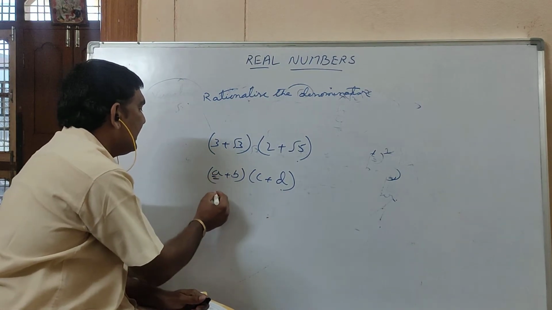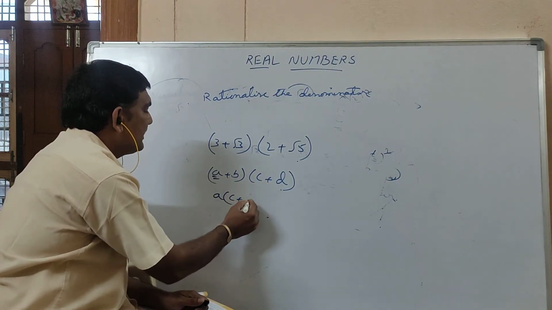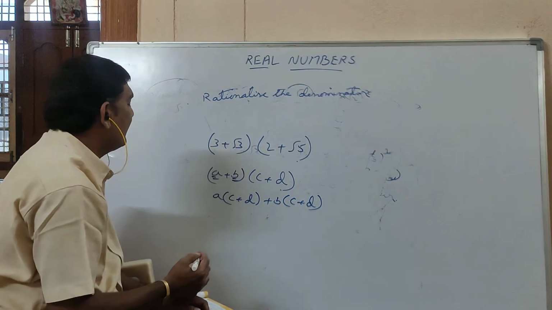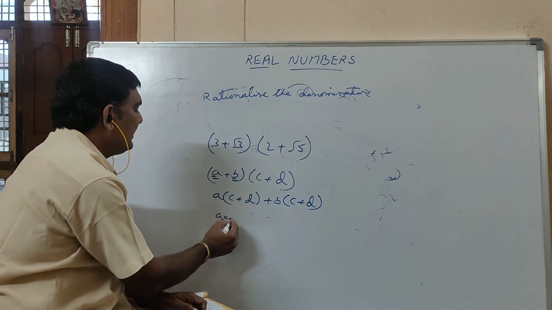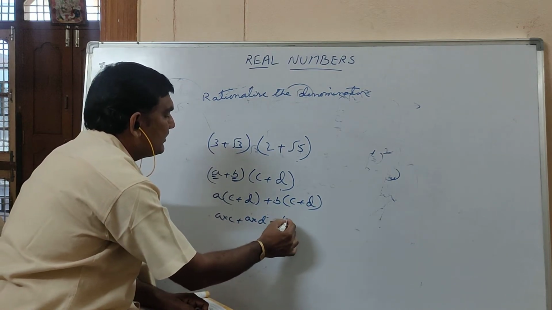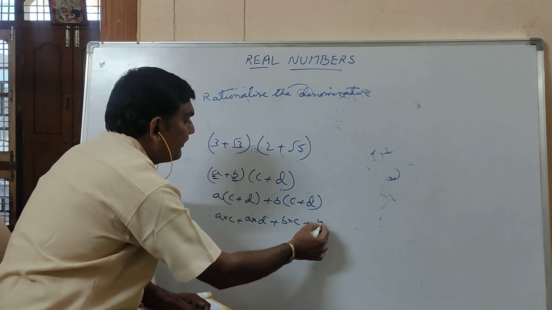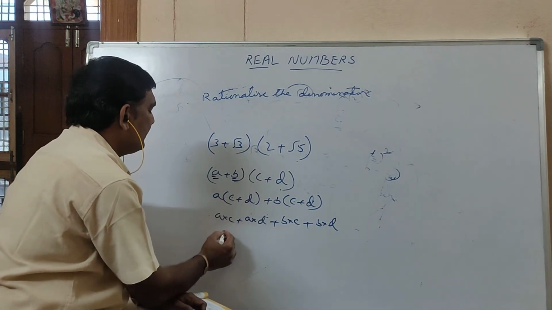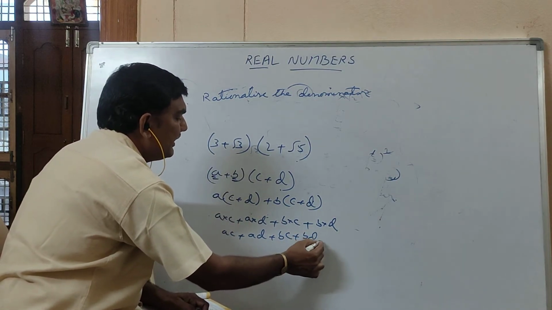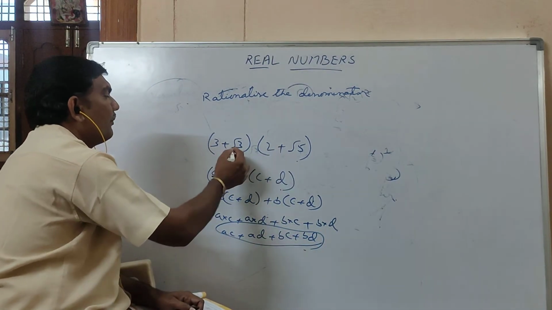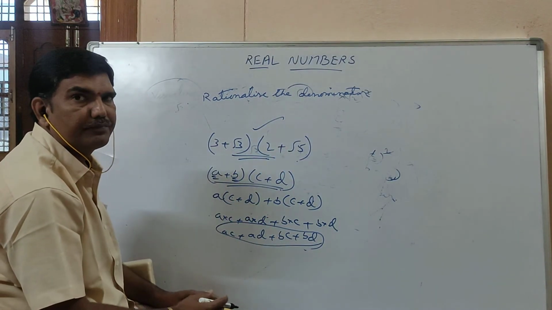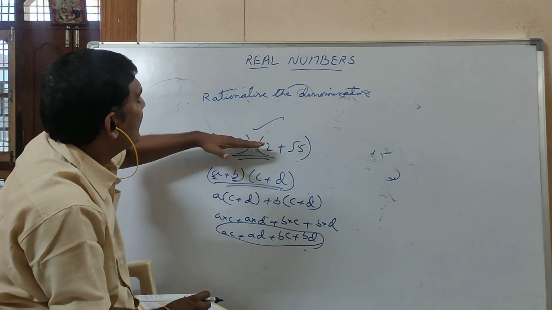How can you write this? With this a, the entire c plus d should multiply. With this b, the entire c plus d has to multiply. Now a into c is ac. a into d is ad. b into c is bc. b into d is bd. So now a into c becomes ac, a into d becomes ad, it is bc, it is bd. If you know this multiplication, this will come for you. Some students will say that we are not understanding this one.